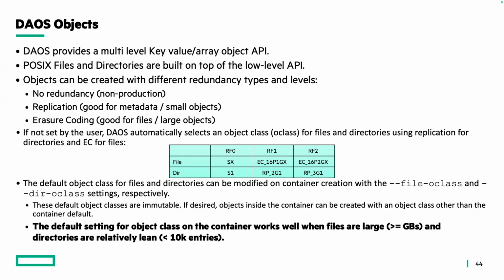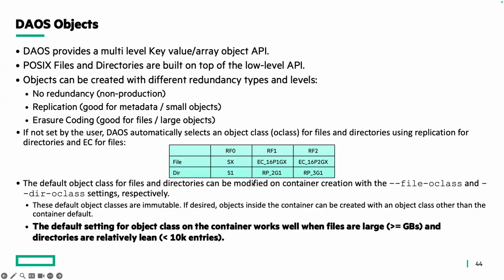This works well for most use cases that we've seen. I don't want to say all, of course, there are many use cases with some tiny files, but most use cases have medium, megabytes or more sized files and directories that aren't very fat. There aren't millions of files under a single directory, but there could be. That's the generic use case. The default can be changed in many ways. The first is on container creation, with the file object class and directory object class settings when you're creating a POSIX container.